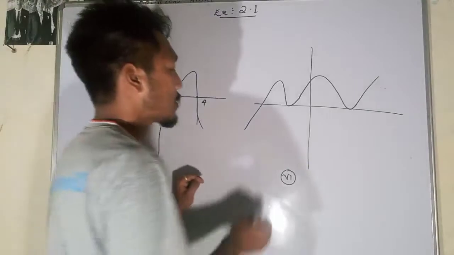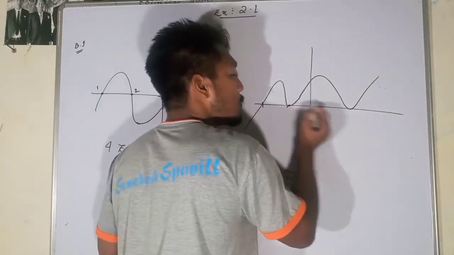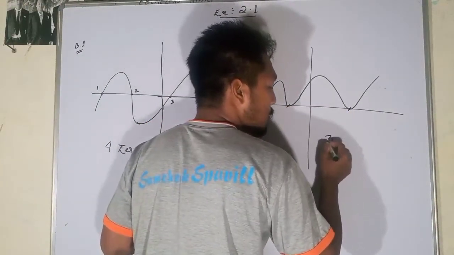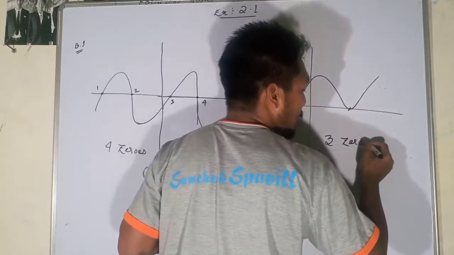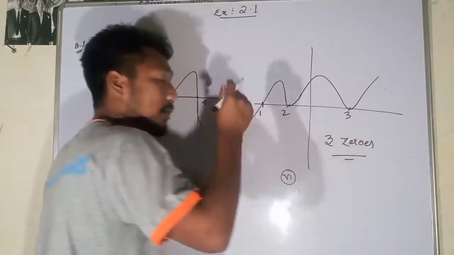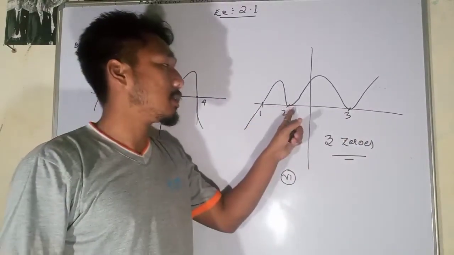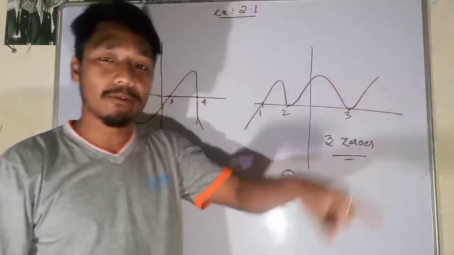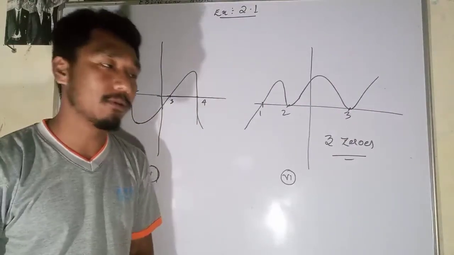Now when you talk about this one, 1, 2, 3, we have 3 zeros of the polynomial. We have only 3 values, where x is equal to this point, x is equal to this point, x is equal to this point, where your answer will become 0.